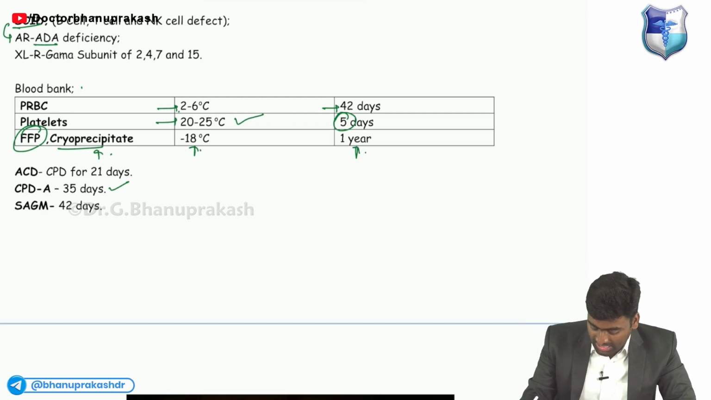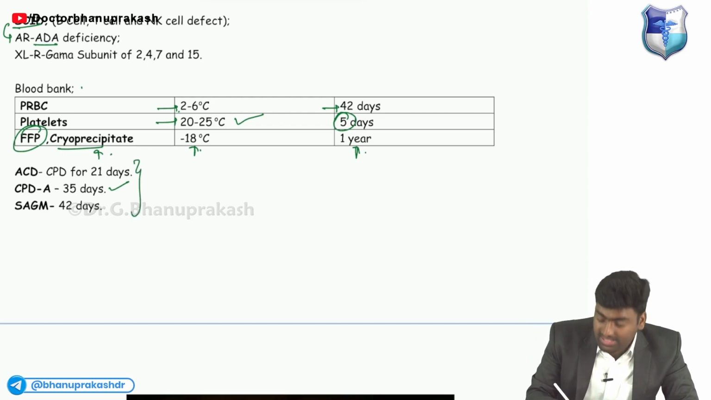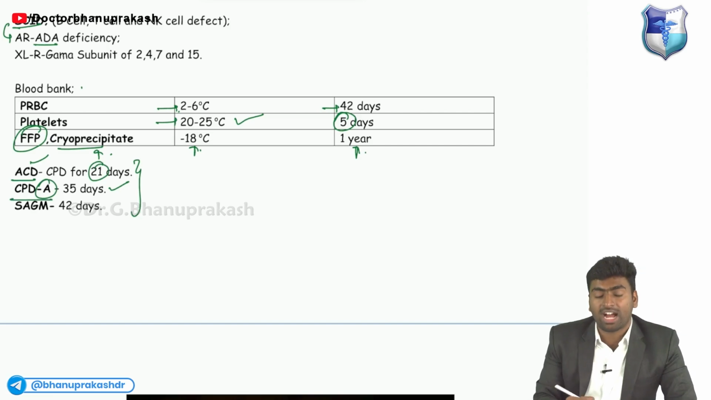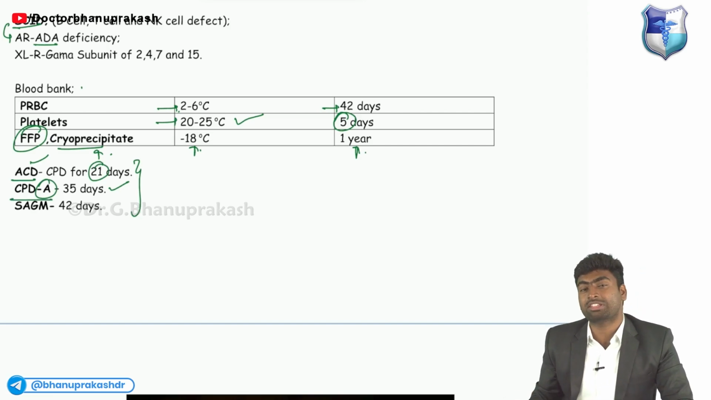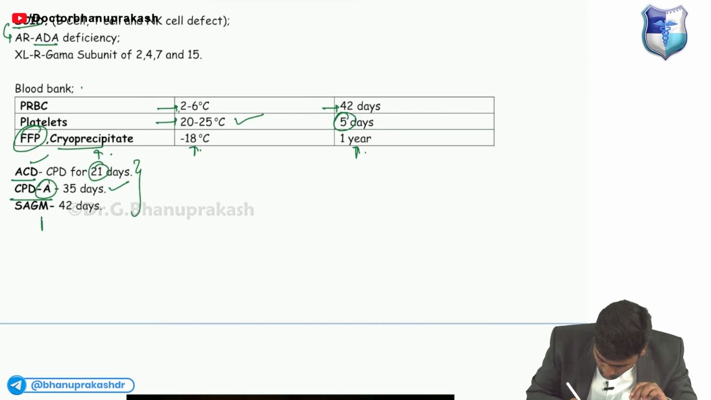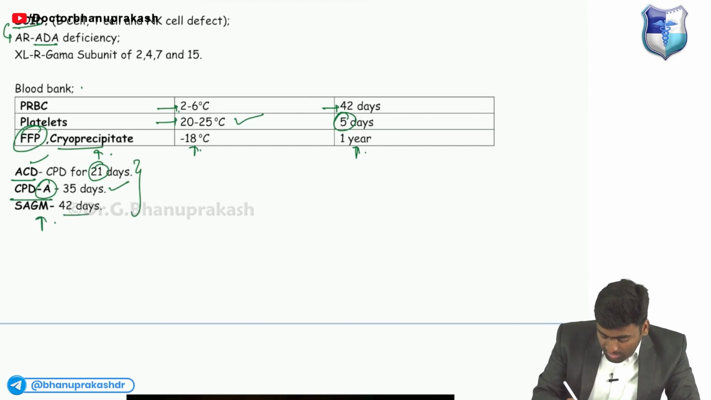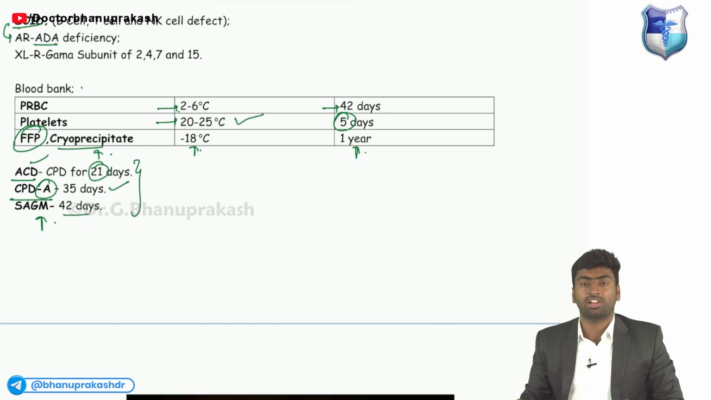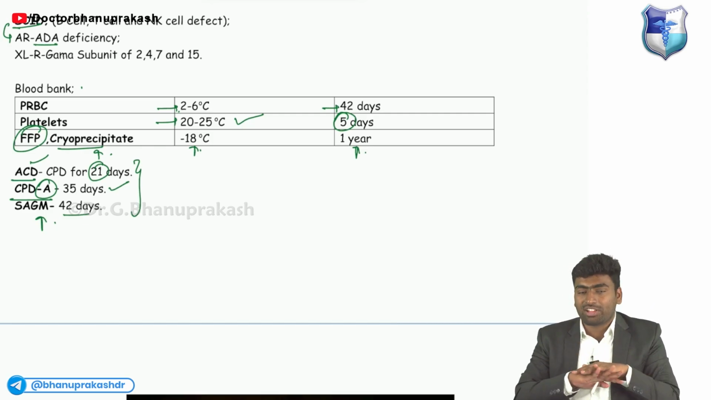Okay, fine. And usually PRBCs were previously stored in ACD, which was for just 21 days. We added the energy particle, which is adenosine, so now it can last for 35 days. We have a more improved one where we can store for even 42 days, which is SAGM, which has osmotic maintenance. Okay, that's it guys. That's it for the pathology part.